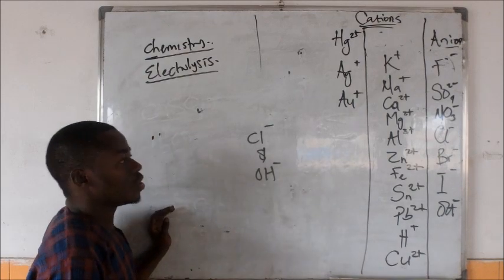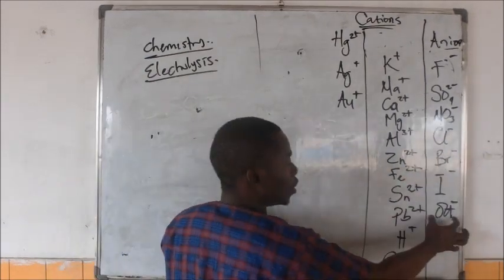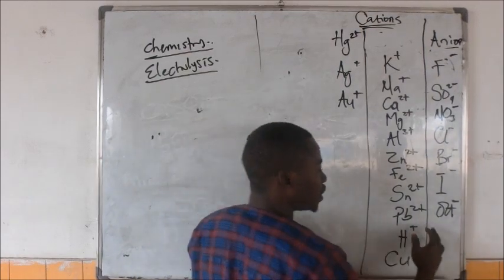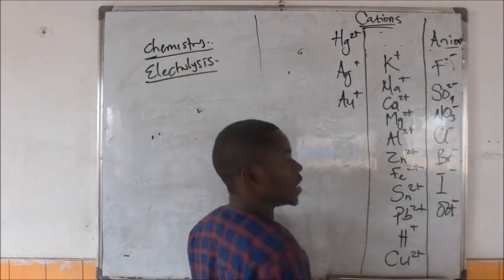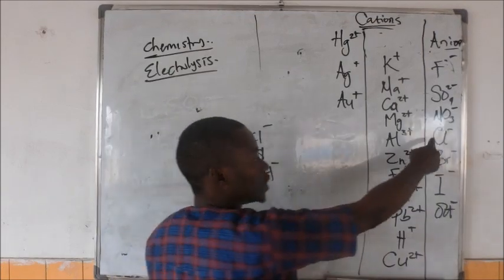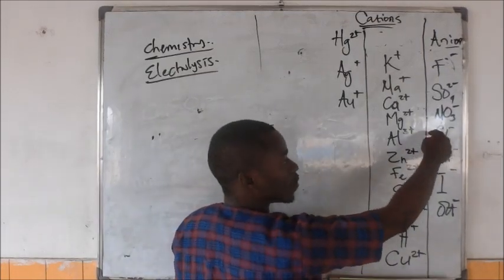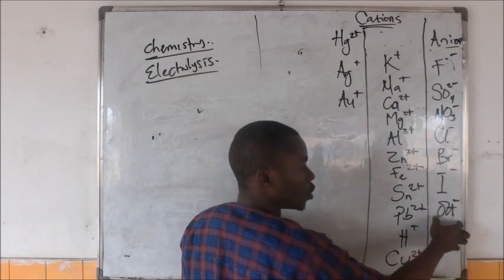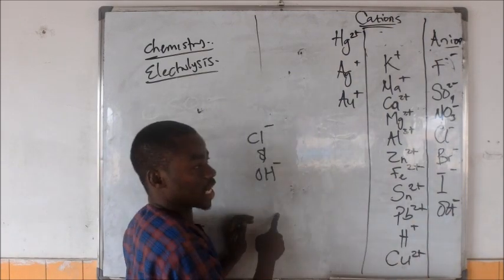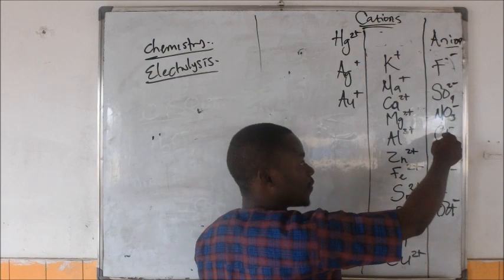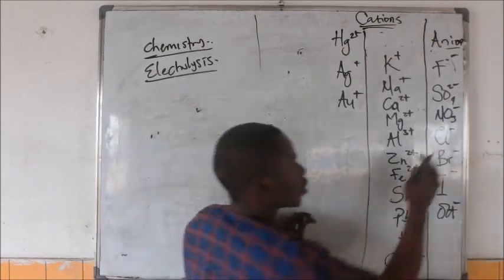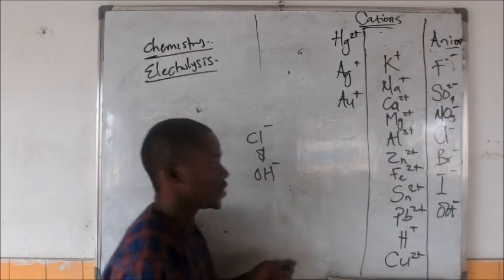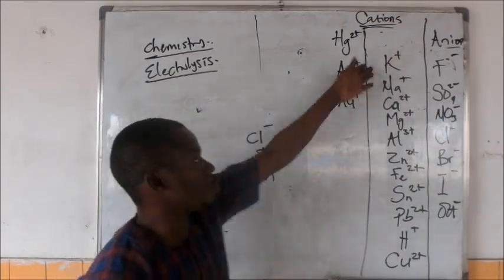whole process. Now, the one that is below has the ability of discharging in preference to the one above. You have chlorine minus here and OH minus here. It is this OH minus that will discharge in preference to chlorine minus. The same thing goes for cations.